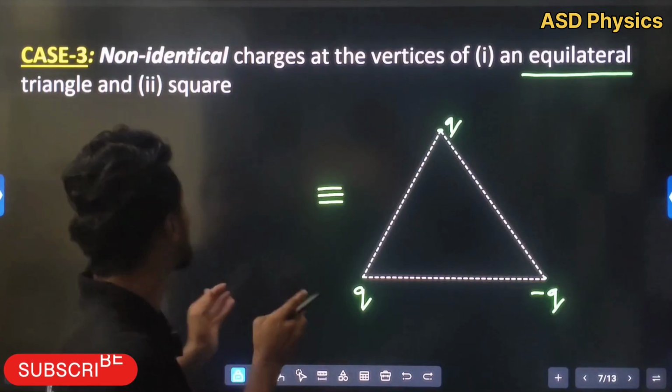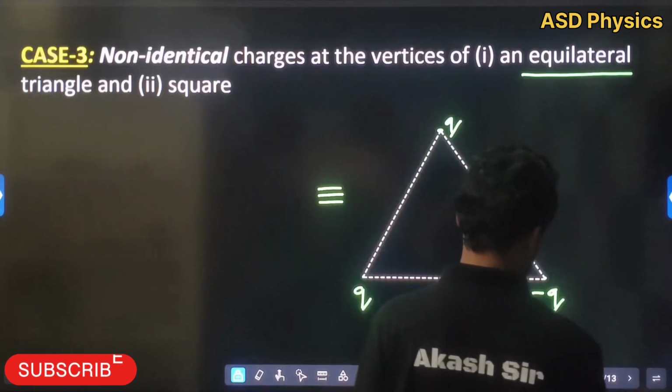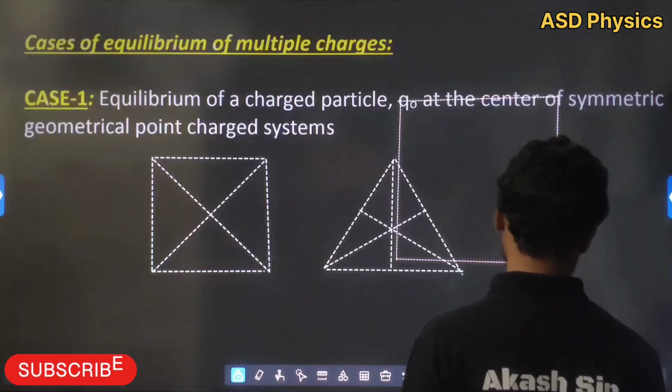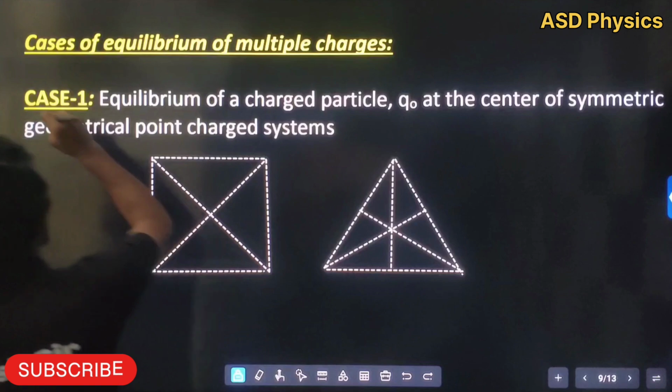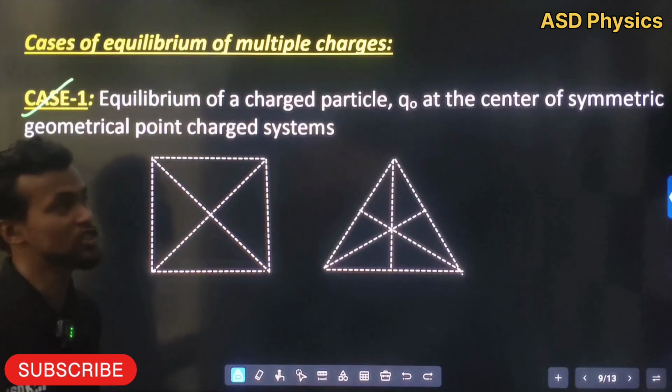Okay, so I will come to this case, but before that I will tell you one more case. Then I will return back to this case. First we have to learn this actually, then we'll go to that case. See here please, the cases of equilibrium of multiple charges.